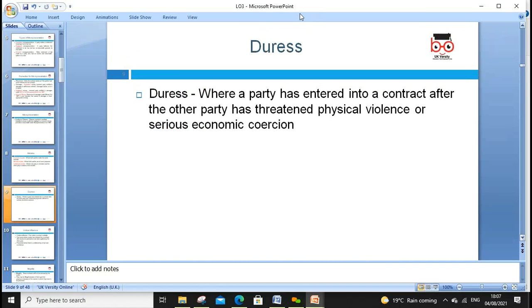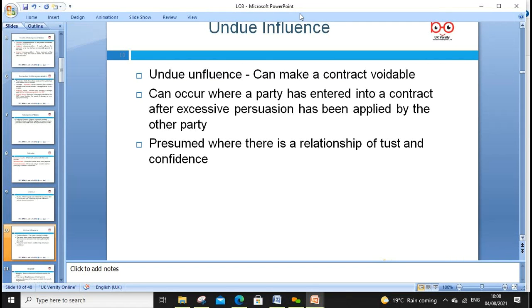Okay, next we have a term called duress, where a party has entered into the contract after the other party has threatened physical violence or serious economic costs. Yes, so we need to look around. Serious harm can also be economic losses.